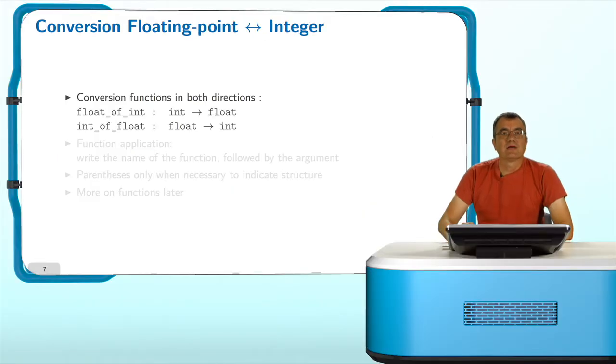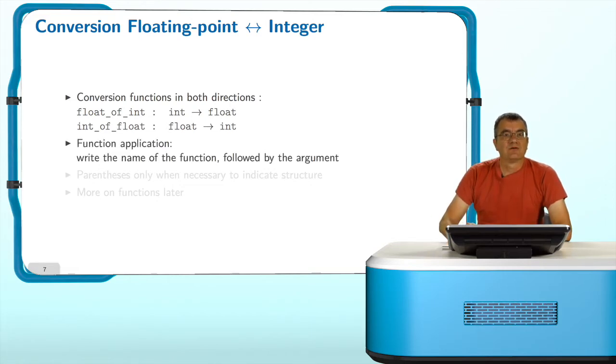In OCaml we have in fact explicit conversion operations between almost all basic data types, and if they don't exist then it's very easy to write them by yourselves. For instance, between floating point numbers and integer numbers, we have float_of_int to convert from int to float, and int_of_float to convert from float to int.